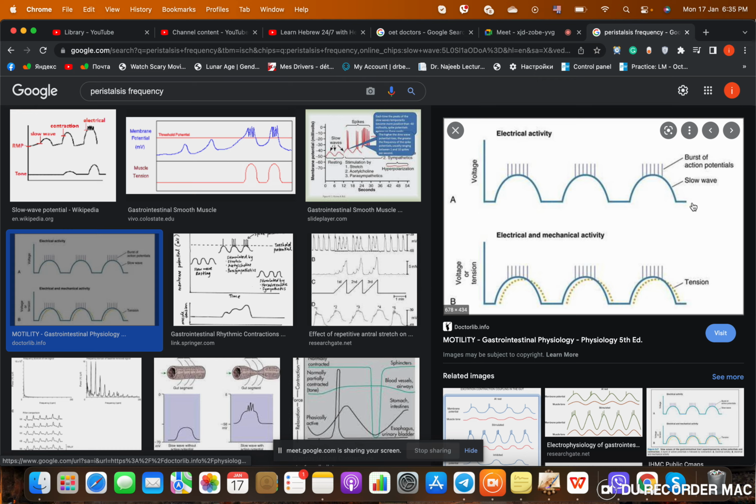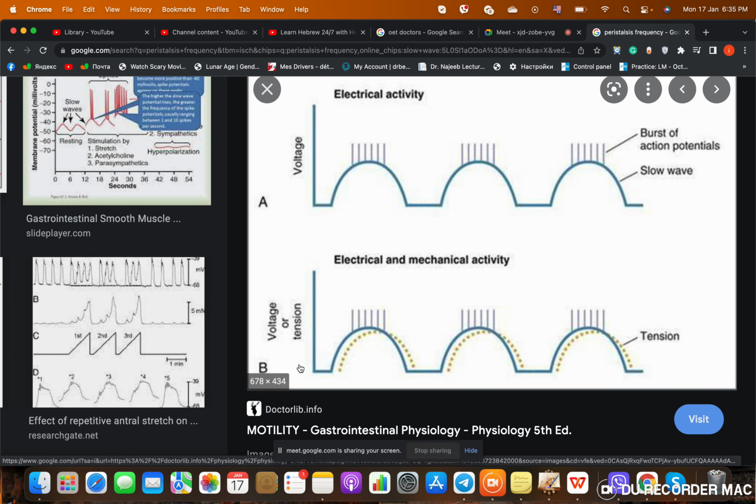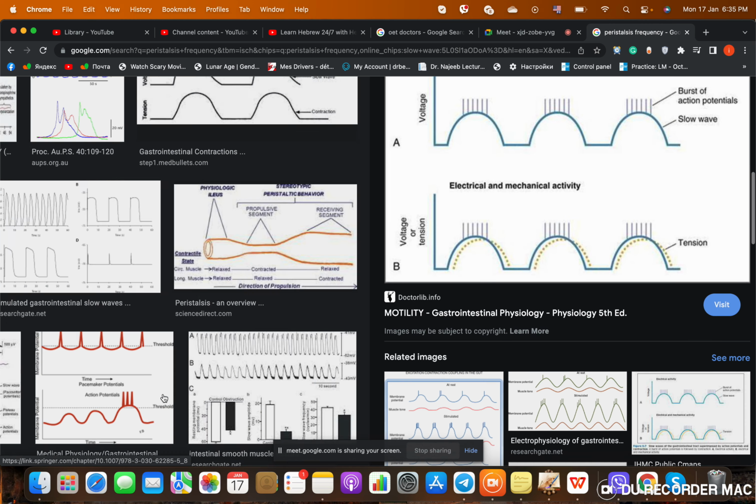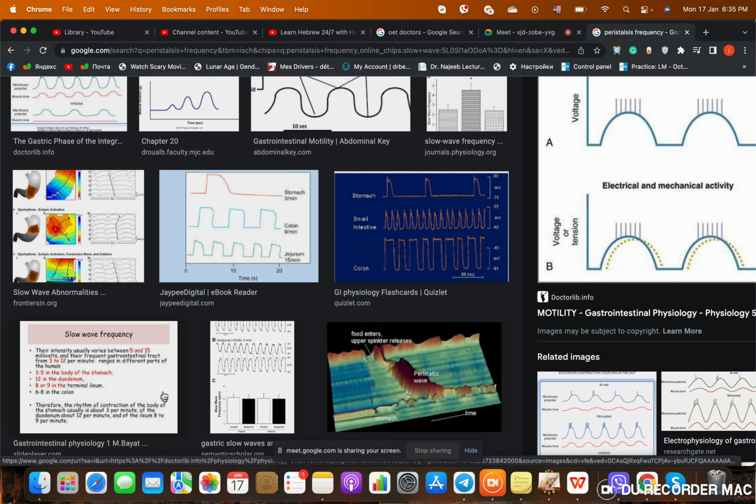Notice here, when we are speaking about the contraction, it happens in peristaltic movement. So, crush, crush, crush, crush, relax. Crush, crush, crush, crush, relax. That's how GIT peristalsis acts.